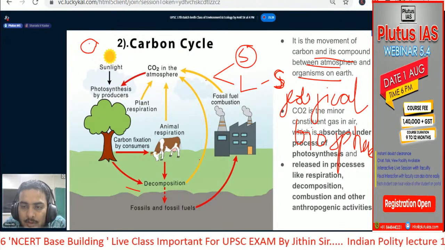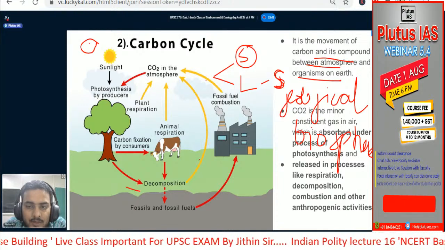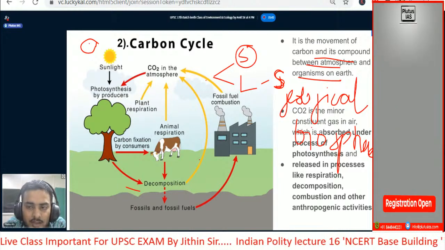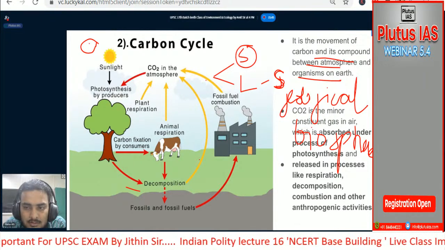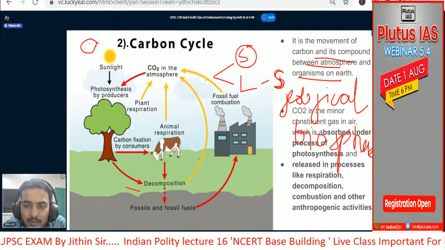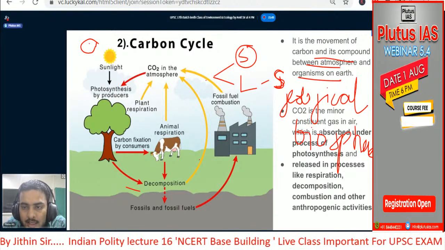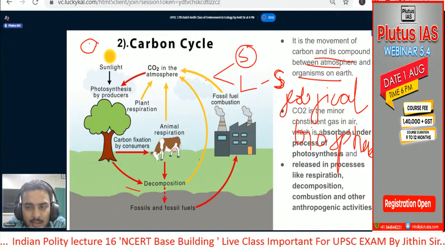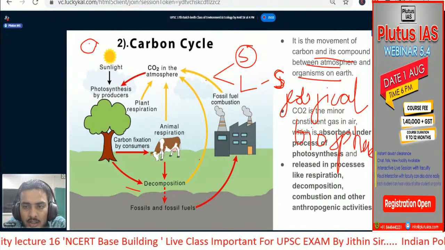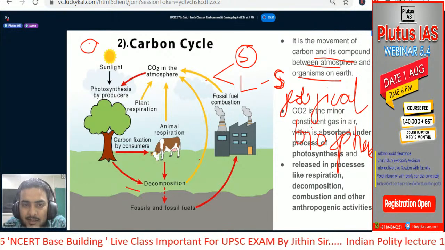It is the movement of carbon and its compounds between various reservoirs of Earth, like between the atmosphere and the organisms on Earth, which is the biosphere. In bracket, you can write biosphere.